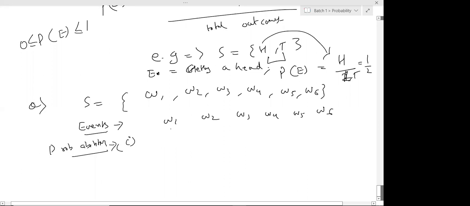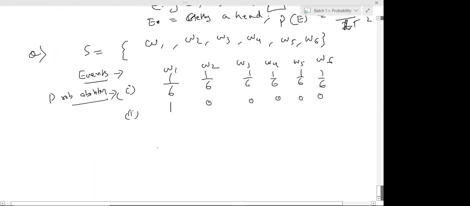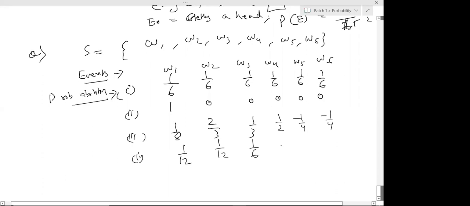In the first case, event W1 has the probability 1/6. This also 1/6. Each of them has probability 1/6. In the second case, this has probability 1. All of them are 0. In the third case, this has probability 1/8. This has 2/3. This has 1/3. This has 1/2, this has -1/4, this has -1/4. In the fourth case, this has 1/12, this is also -1/12, 1/6, 1/6, 1/6, 3/2. Then 0.1, 0.2, 0.3, 0.4, 0.5. You have to tell me which cases are possible, which are not.